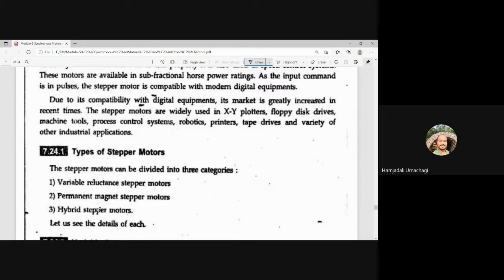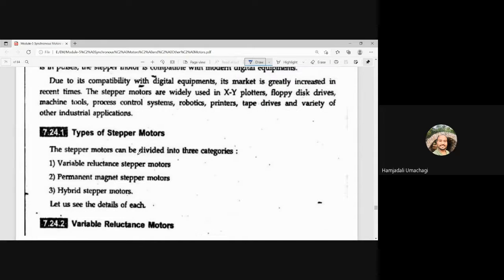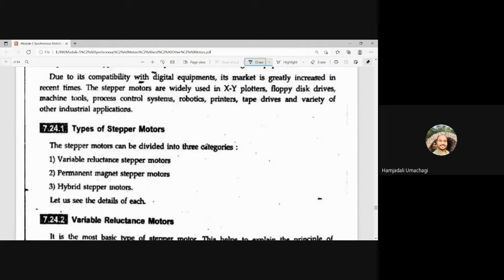Now let us see the different types of stepper motor. The stepper motors can be divided into three categories. First one, variable reluctance stepper motor. Second one, permanent magnet stepper motor. Third one, hybrid stepper motor. Okay, let us see the details of each.